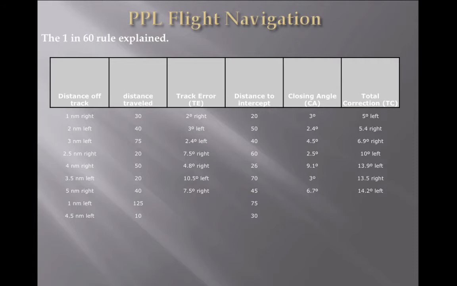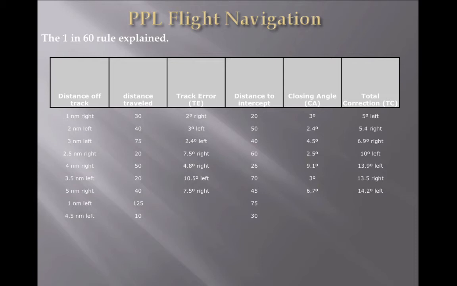Okay, 2 to go. 1 nautical mile left for distance off track, and we've travelled 125 nautical miles. That will give us our track error in degrees. Then we take the distance off track, and the distance to intercept will always give us our closing angle. We add the two together. Now you may be looking at it going, oh, I can't tell because it's so small a deviation. Just again, interpolate the best you can. You are given a 2-degree tolerance.